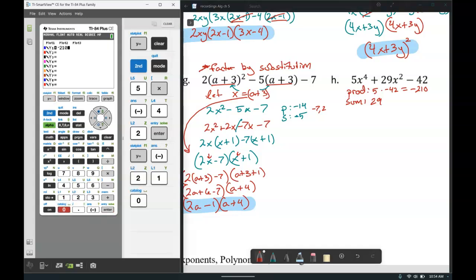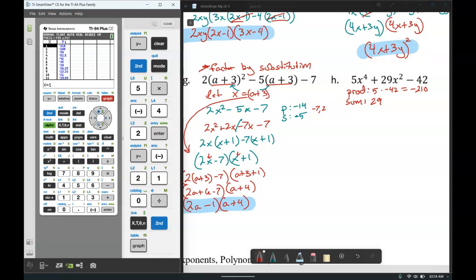So we look at negative 210, all of the factor pairs, and we want to find a positive 29. Look through our list. 6 and negative 35 would give us a negative 29, so if we go ahead and switch the signs on those to be a negative 6 and a positive 35, that gives us the positive 29 that we want. 5x to the fourth, make sure the exponent matches, and then we've got plus 35x squared minus 6x squared minus 42.